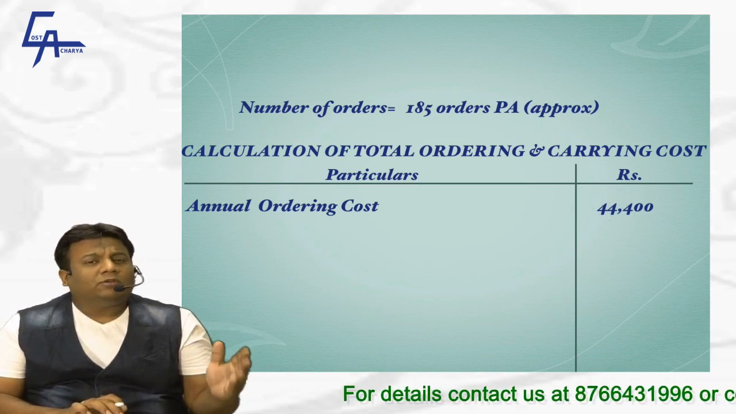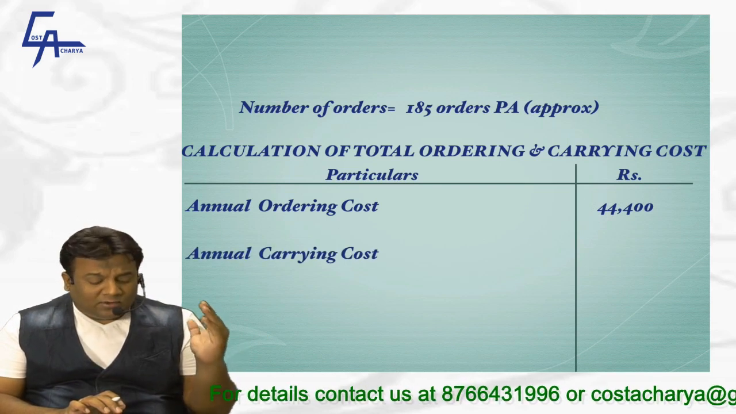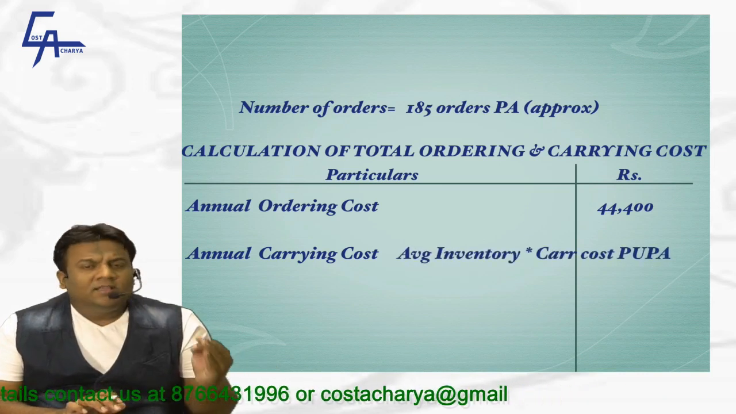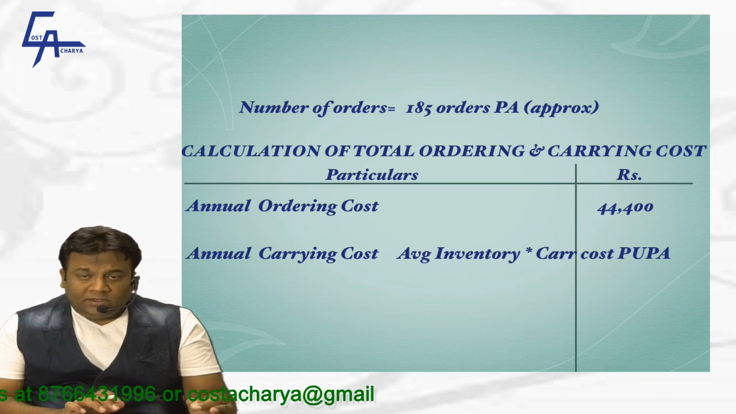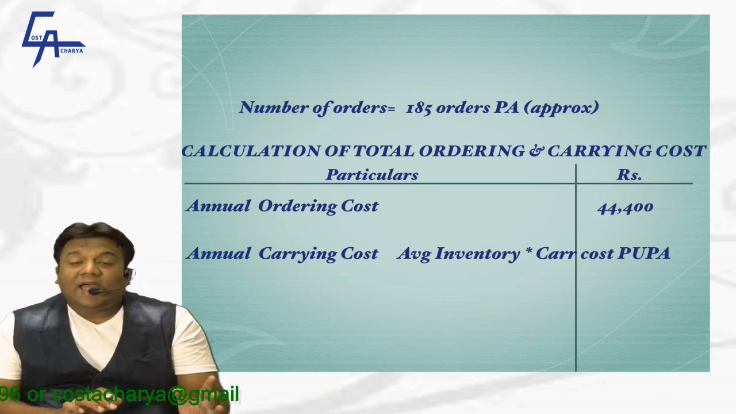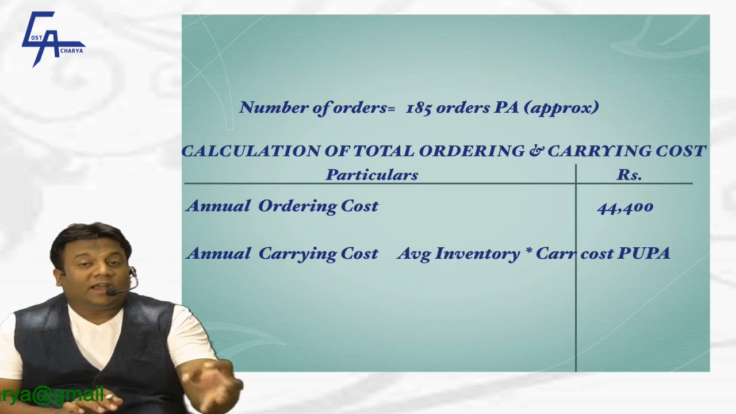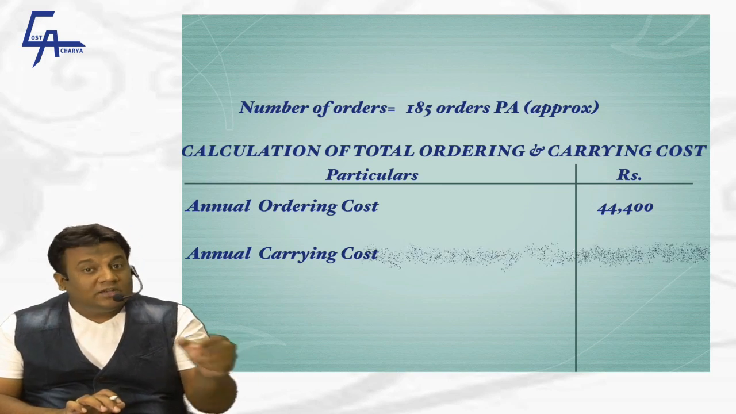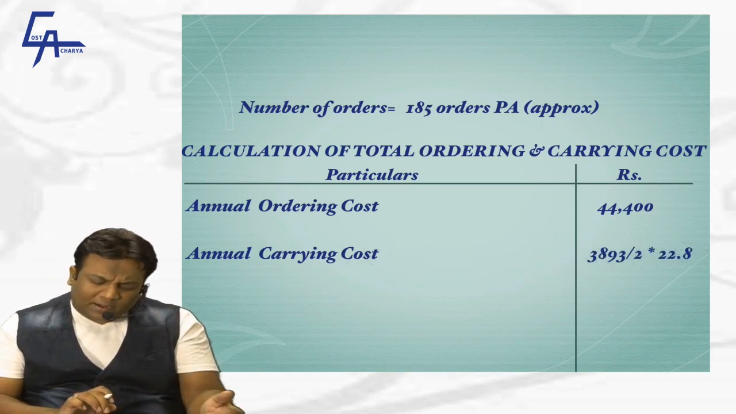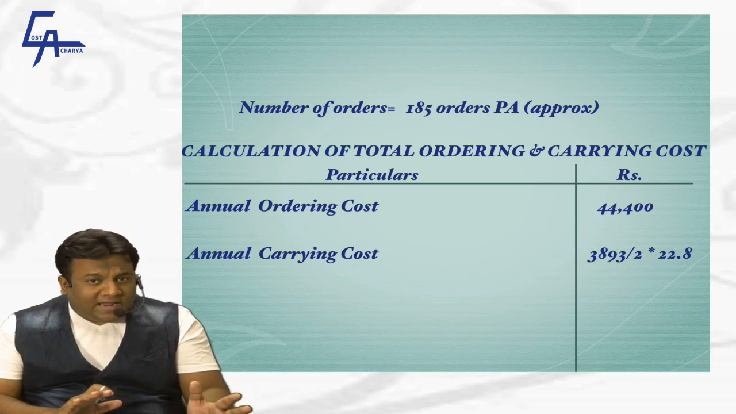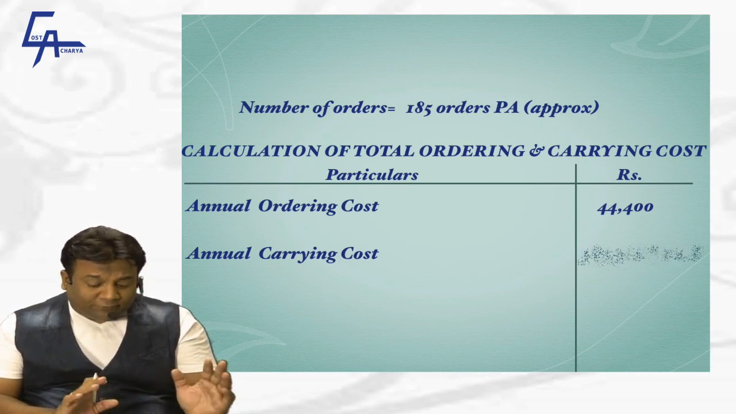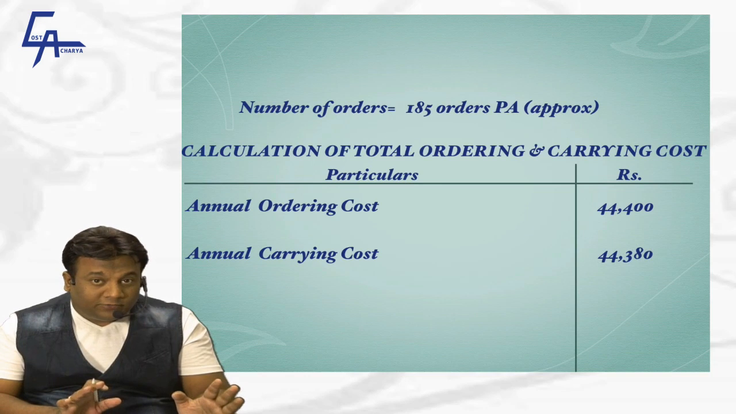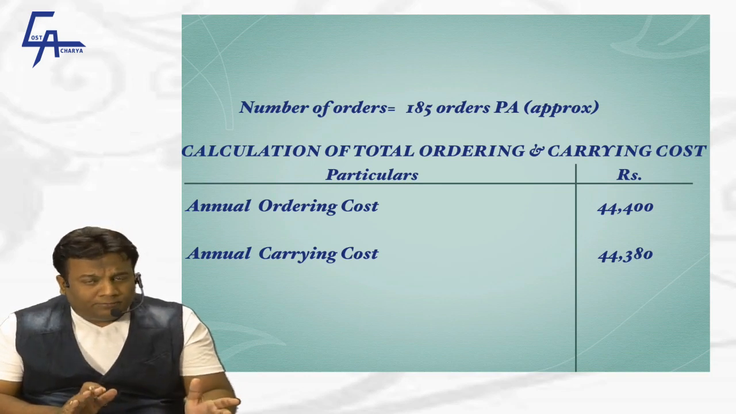And after that, if we also calculate the annual carrying cost. So the annual carrying cost will be, what's the formula? It's the average inventory carried multiplied by the carrying cost per unit per annum. So average inventory carried, we never carry the annual requirement. We carry only the units that we have purchased. So it will be the order size divided by 2. That is 3893 divided by 2 average. Multiplied by the carrying cost per unit per annum, that is 22.8. So if we multiply that, we will get the answer as 44,380. As I said, that the answer is not same as the annual ordering cost, and that is simply because we have rounded it off. Okay.